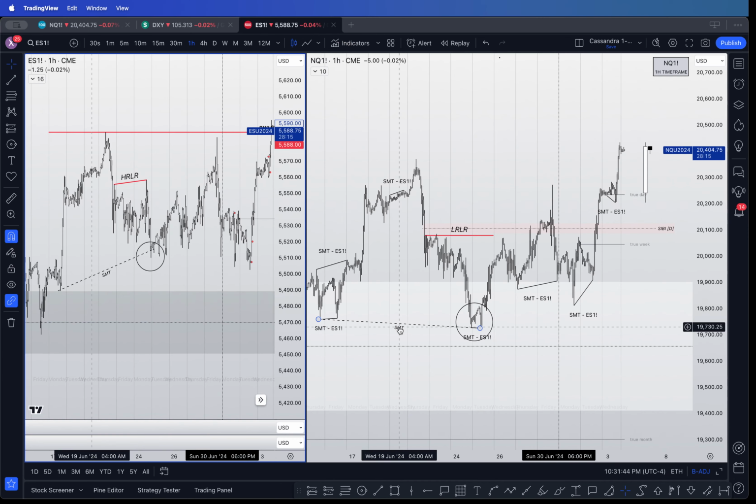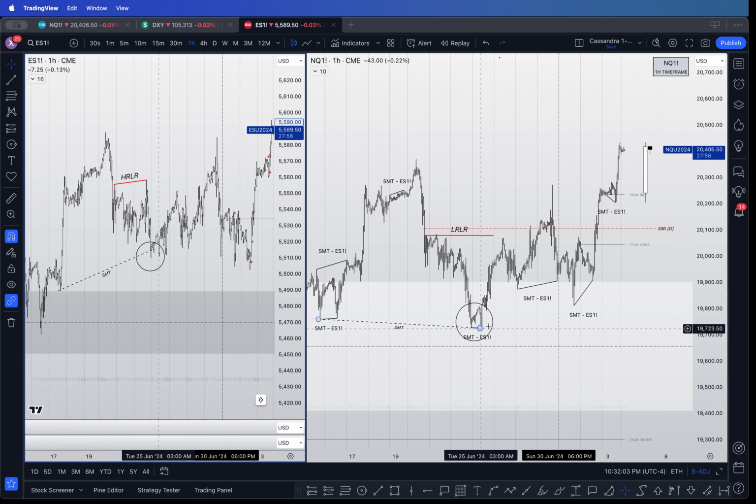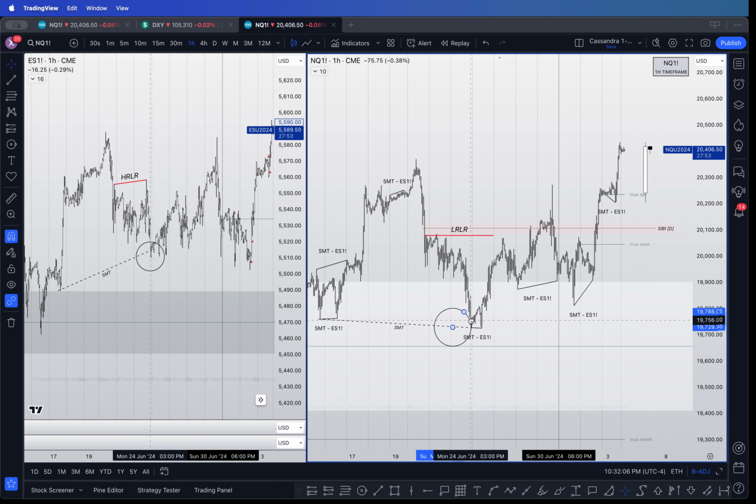So I don't like patterns. You guys know that. And I especially don't like the patterned rule that the pair that makes the lower low or the pair that makes the higher low needs to be shorted or longed. I don't like rules. What I like is a reason, which is narrative. Why is NASDAQ making the lower low here? And why do I believe NASDAQ to be the pair that should be longed from that SMT divergence?